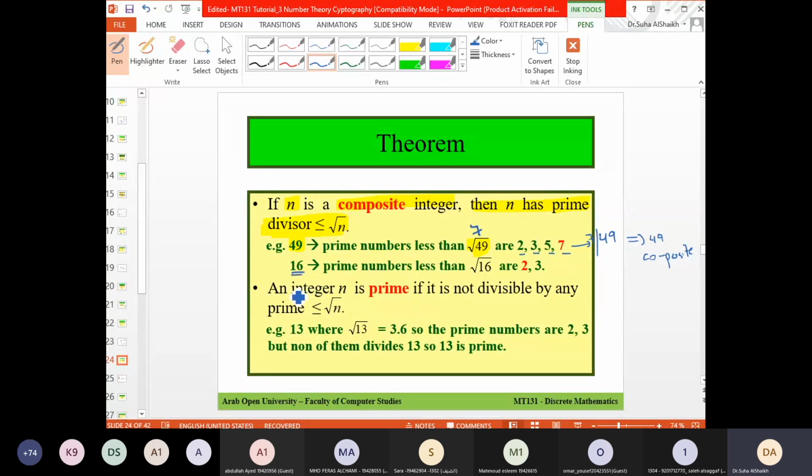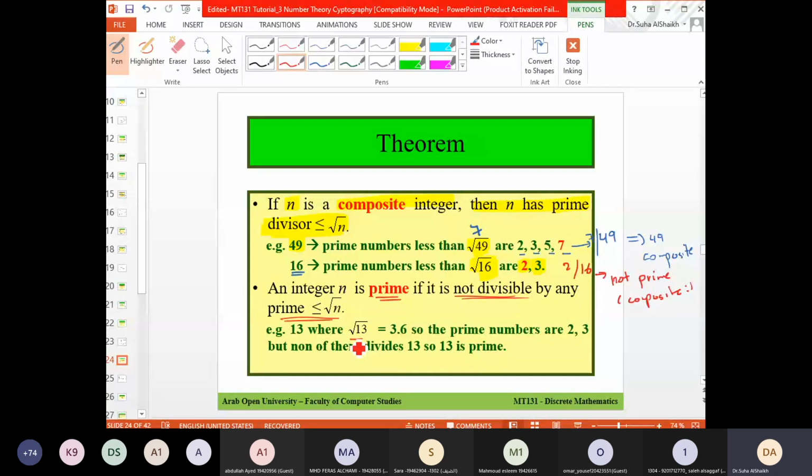The 16, طبعا احنا عارفين 16 is 4 بالفور. But if I want to prove it, what's the root of 16? It is 4. What are the primes less than the root of 16? 2 and the 3. And the 2 actually divides the 16, which means that this number is not prime, which means it is composite. Yeah. So an integer is said to be prime إذا ما عنده anything that divided, none of the primes that are less than root of n is dividing it.